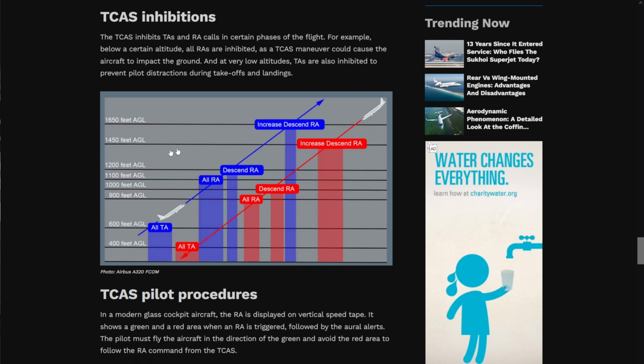And this is the one I'm talking about. So, TCAS inhibitions, and this is where it really becomes important now. So, in the climb, you can see that at low altitudes below 600 AGL, all traffic advisories are inhibited.